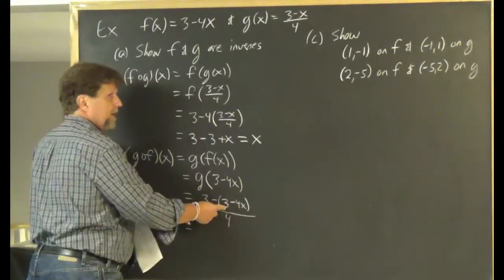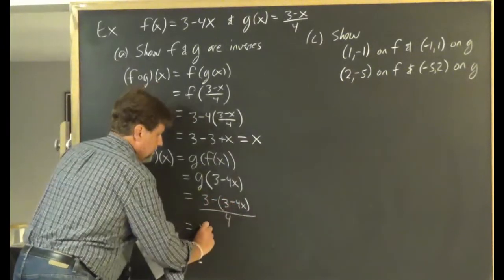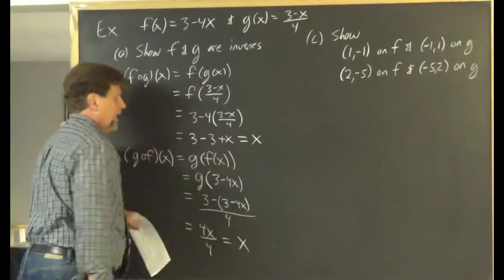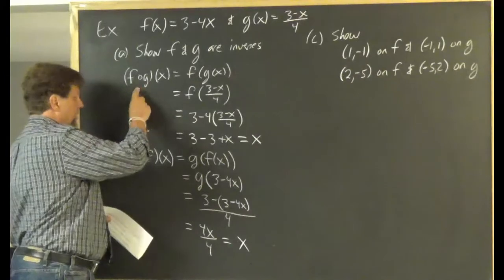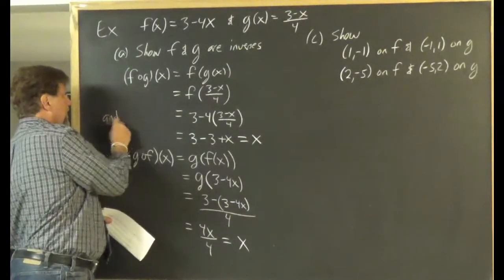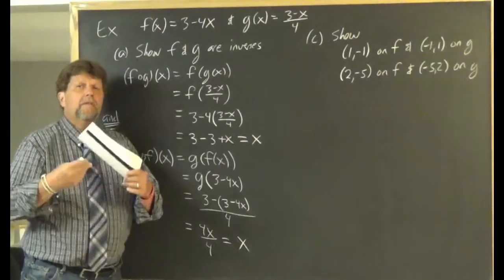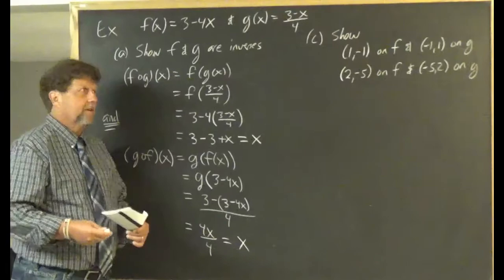3 minus 3 is 0. Minus a negative 4x is positive 4x. And that simplifies down to x. So we have shown that f of g of x and g of f of x both equal x. That's how we know algebraically functions f and g are inverses of each other.